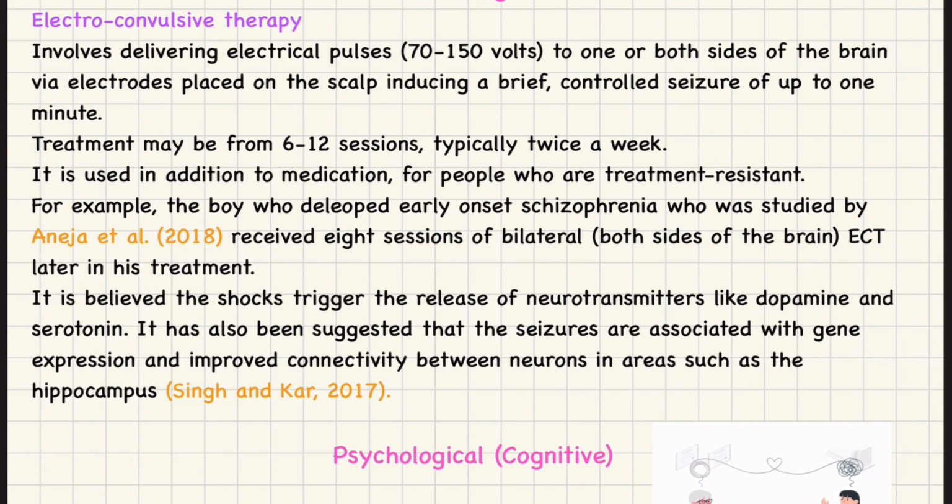It is believed that in electroconvulsive therapy, the electrical shocks that are delivered release neurotransmitters such as dopamine and serotonin. And when these both are released, this helps reduce the symptoms of schizophrenia. And these seizures are associated with gene expression and improved connectivity between the neurons in areas such as the hippocampus.